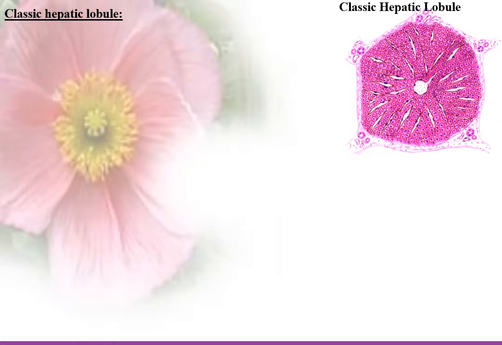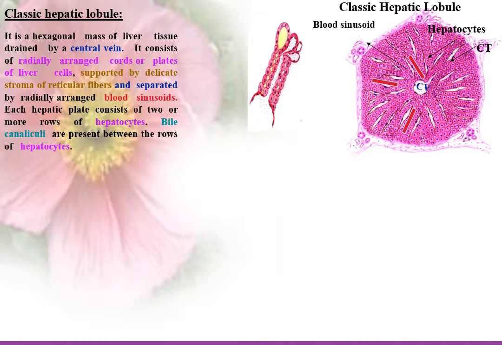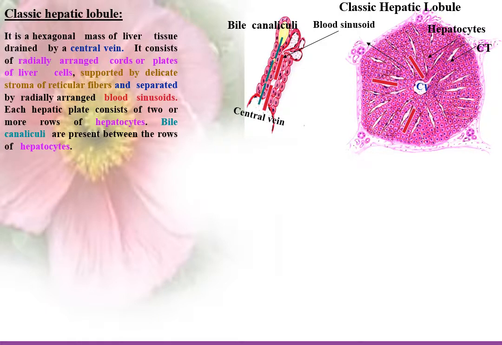Classic hepatic lobule is a hexagonal mass of liver tissue drained by a central vein. It consists of radially arranged cords or plates of liver cells, hepatocytes, supported by delicate stroma of reticular fibers, and separated by radially arranged blood sinusoids. Each hepatic plate consists of one or more rows of hepatocytes. Bile canaliculi are present between the rows of hepatocytes.